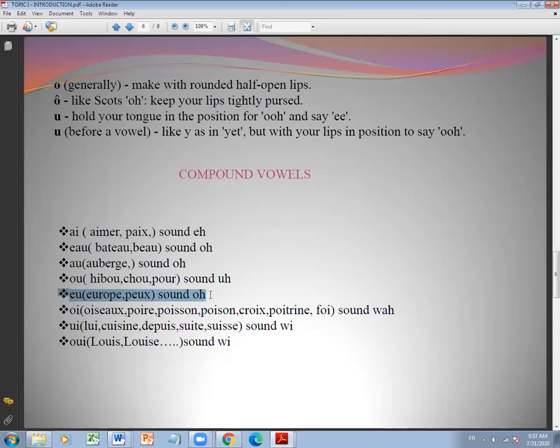Euro. Europe in English, but in French, Europe. Yes, so we say Europe.